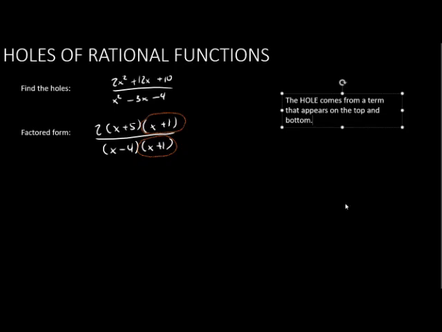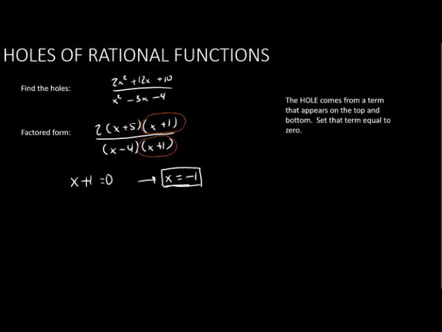We are going to set that term equal to 0. Therefore, we will now say x plus 1 is equal to 0. If we solve this, we'll end up with x equals negative 1. This x we've just found will be the x-coordinate for the hole. However, it's not enough just to get the x-coordinate. We have to have a y-coordinate to go with it.